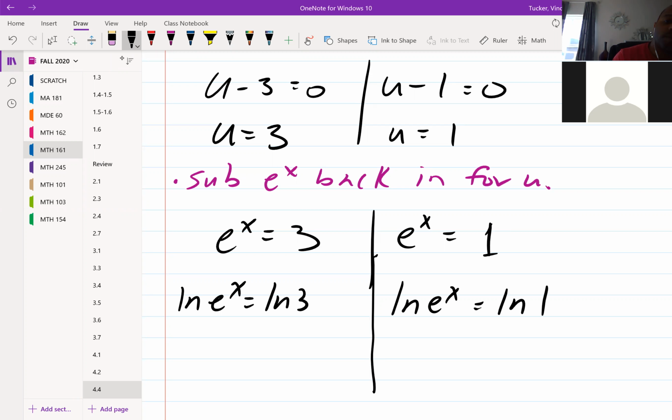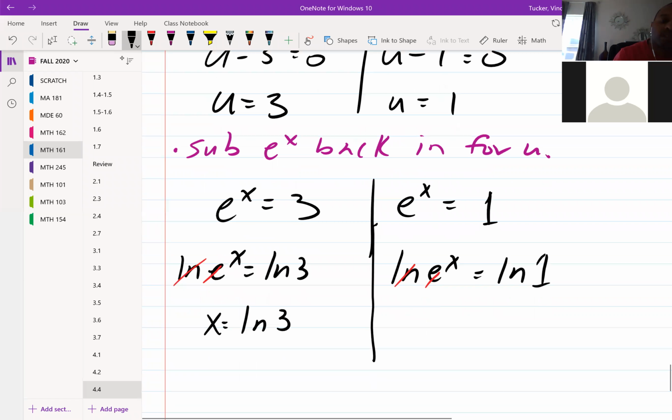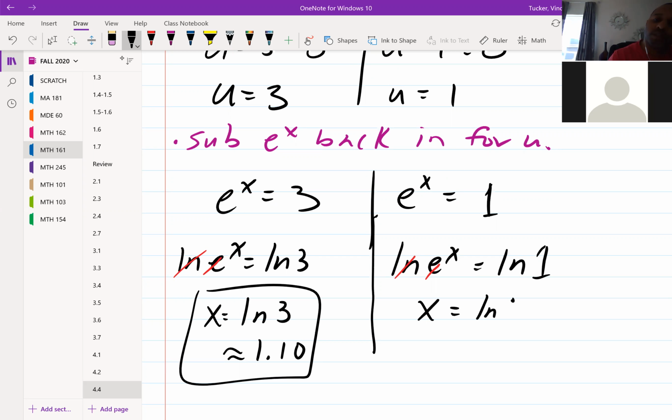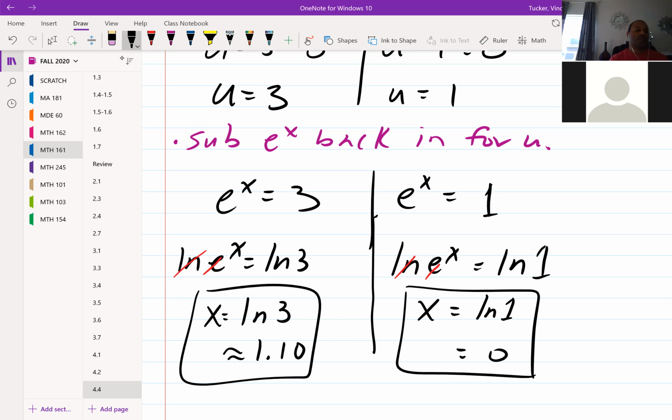And you know that is a 1. Try not to confuse it with my L's. And we know that natural log and that e will cancel on that left side, leaving us with just x. So x is equal to natural log of 3. Natural log of 3 is approximately 1.10. And then the natural log of 1 is 0. Remember, the log of 1, no matter what the base is, is 0.